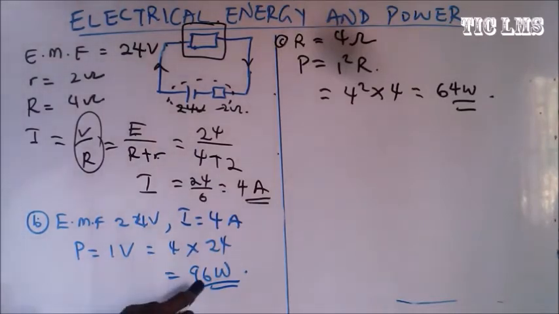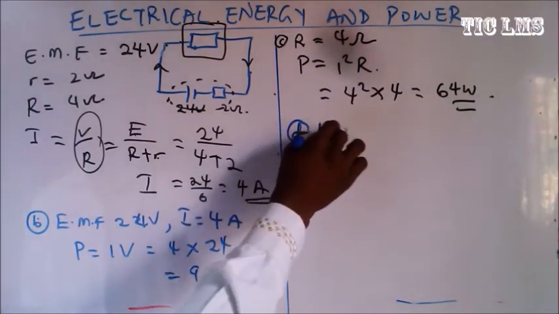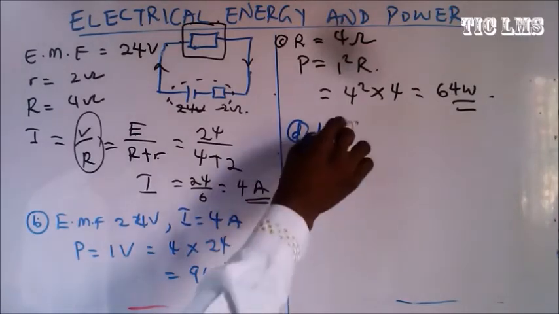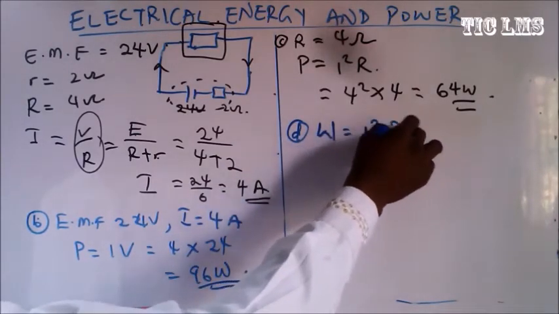The power loss will be 96 minus 64 watts, and that will be 32 watts as the power loss. Then this says we calculate the energy supplied by the heater in 1 minute. So D, to calculate the energy supplied by the heater in 1 minute, here we have the energy supplied by the heater equal to I squared RT.